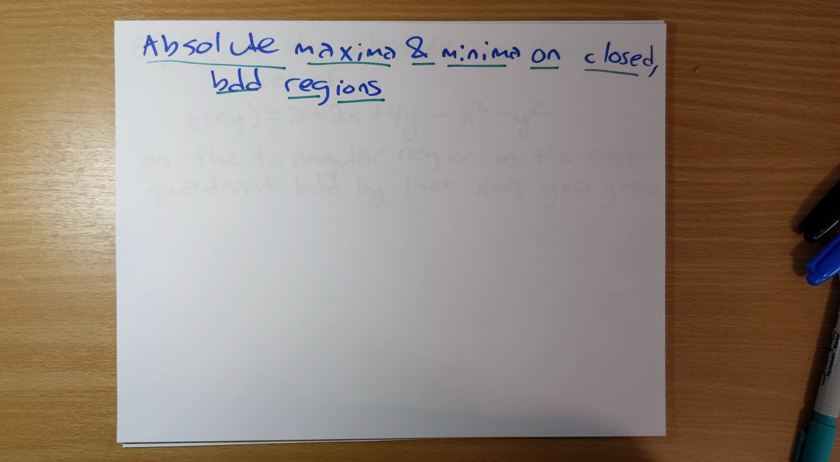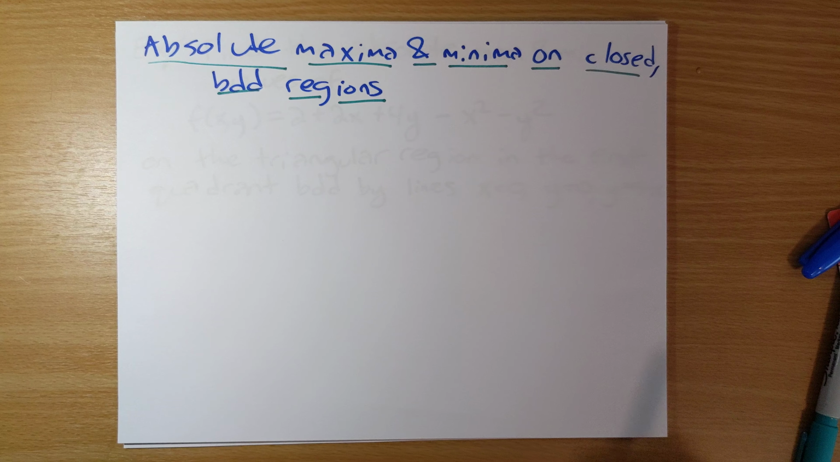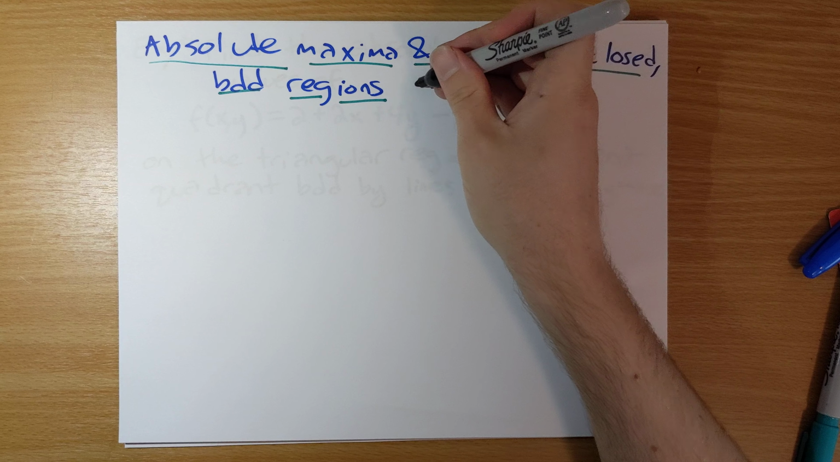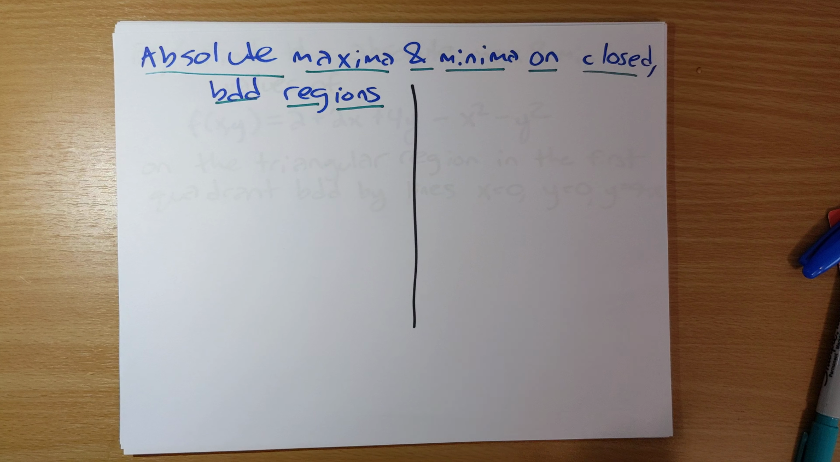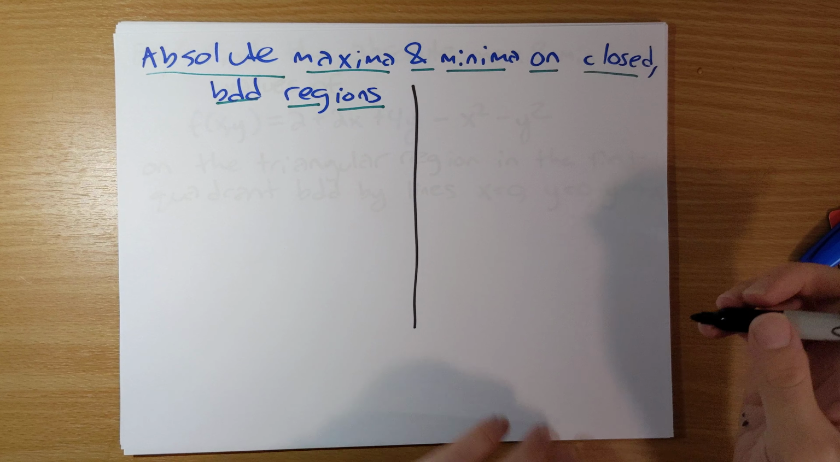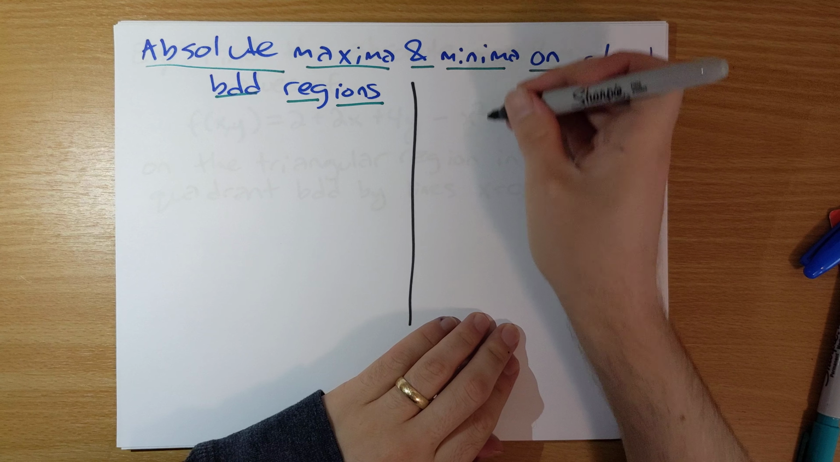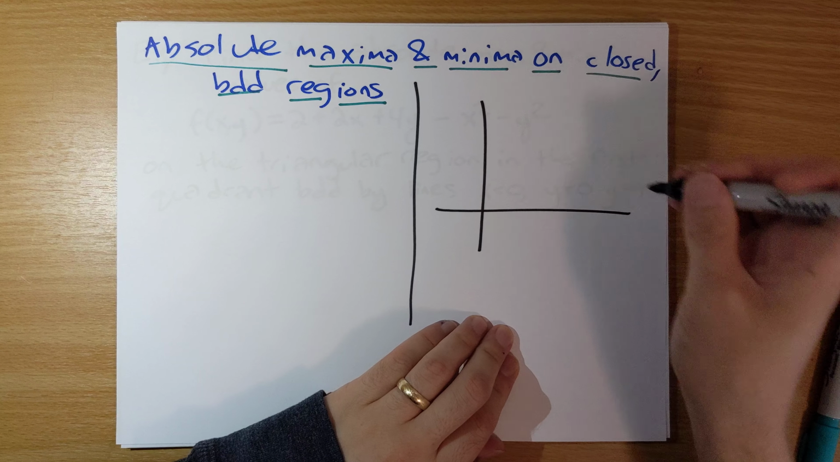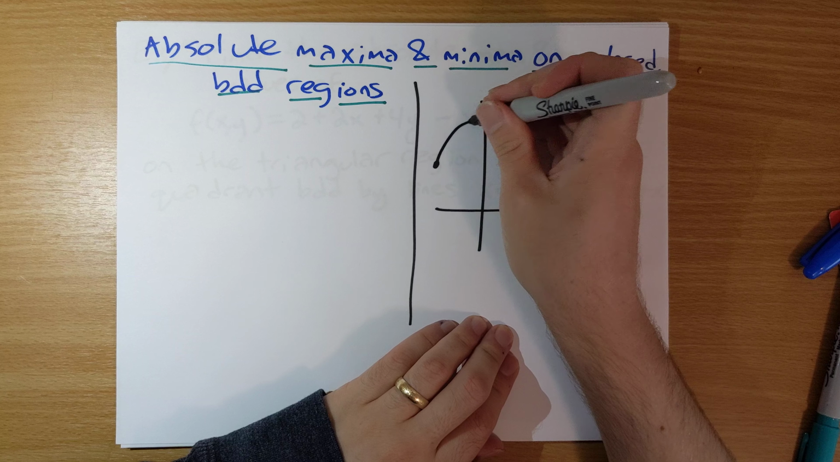Okay, the last major topic in section 14.7, finding absolute maxima and minima on closed bounded regions. Before we get to the Calc 3, the multivariable calculus part here, I think it's worth just remembering what it means to find absolute maxima and minima, global maxima and minima, in the Calc 1 setting here. So let me draw some function.